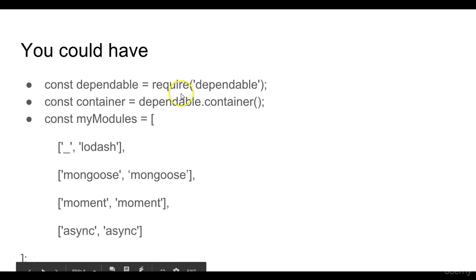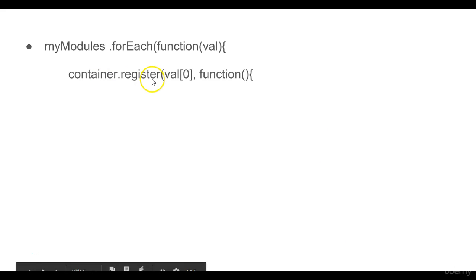Now remember, we've called this dependable.container by creating this new container value here. So we need to register these modules we've created. Now, since this is an array, we need to loop through this array by using a forEach loop. Then we are going to require each of these modules. How do we do that? We create a forEach loop. So my modules.forEach. Then we use the container.register.